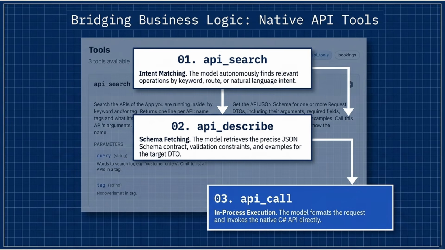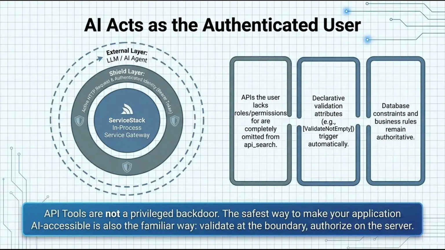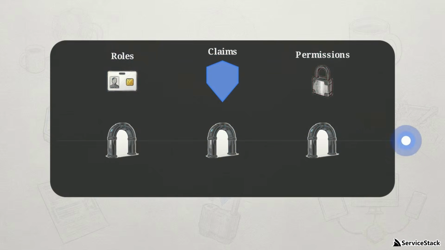The model uses API call to formulate a properly typed request using those precise discovered rules. Throughout this execution, the AI operates entirely within the boundaries of the authenticated user. It accesses the same service gateway and respects all existing security roles, claims, and permissions.